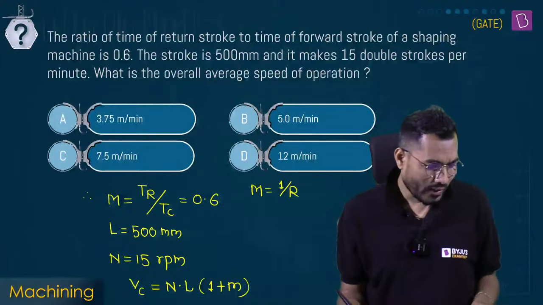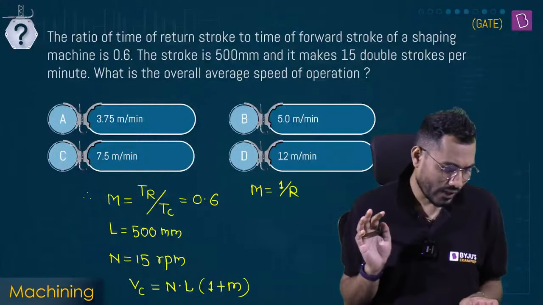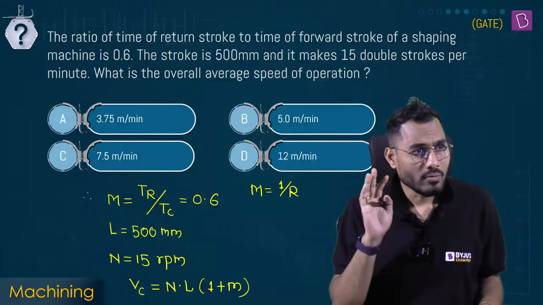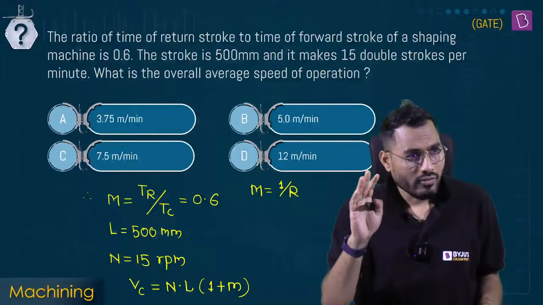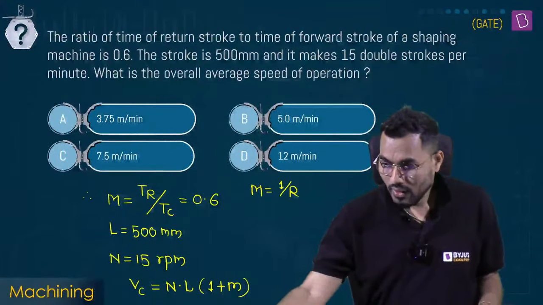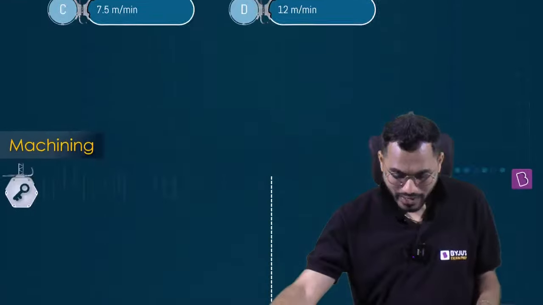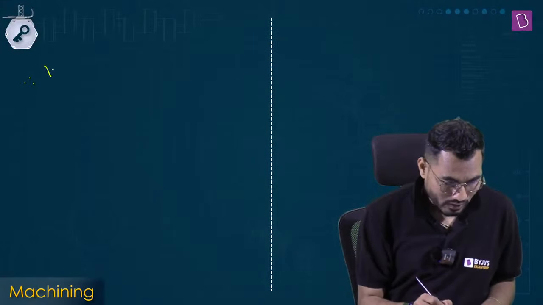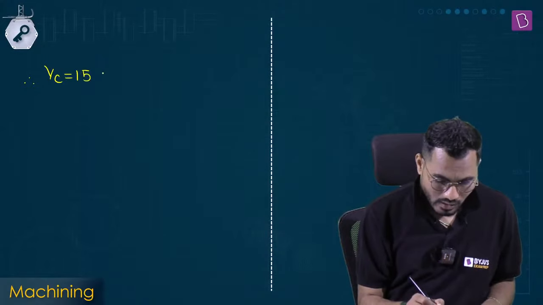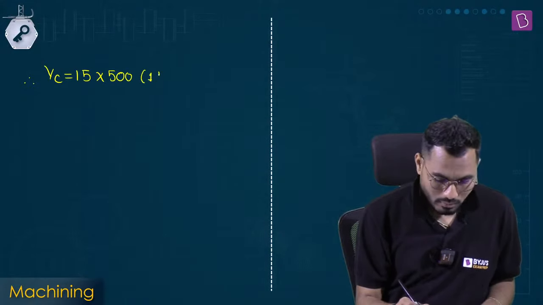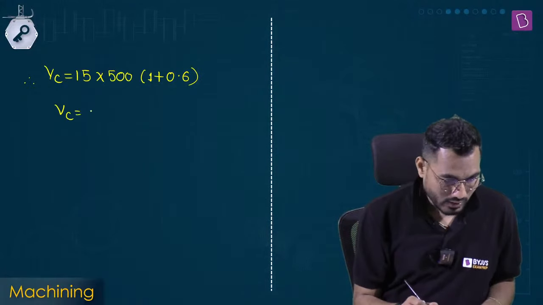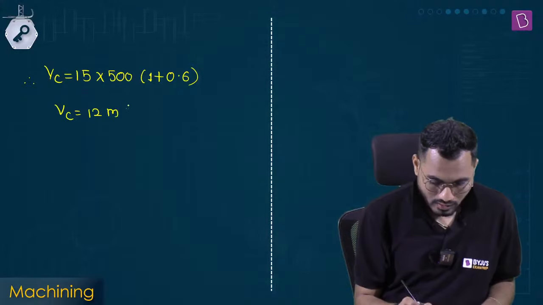Rajat Mishra, I think your answer is correct, 12 meter per minute. Very correct. Naseem, Nora Fateh, Swati, Farad, absolutely correct. Right, fine. So if I put all the values there, the answer is coming: VC is equal to 15 multiplied by 500 multiplied by 1 plus 0.6. So cutting velocity is coming 12 meter per minute.